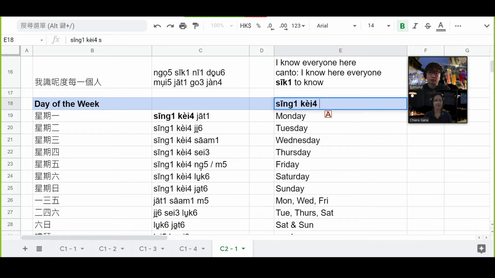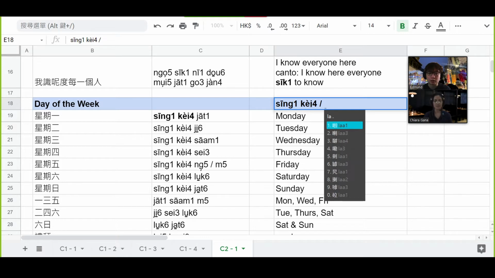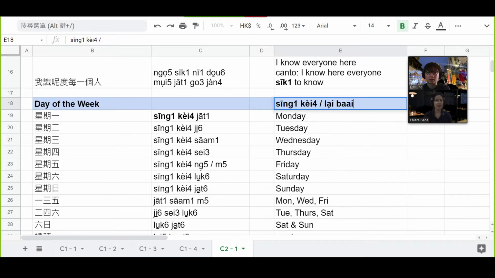Okay. And all of this stuff here, you can substitute them by 禮拜 also. Some people say 禮拜, I usually say 星期. So they both mean week, but then you can add numbers after it to mean Monday, Tuesday, Wednesday.